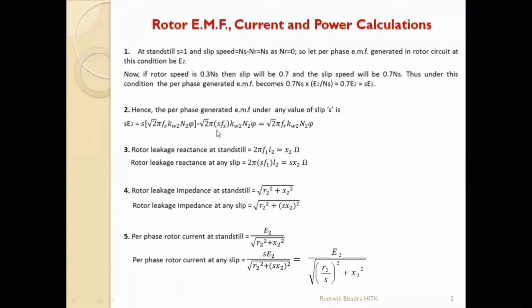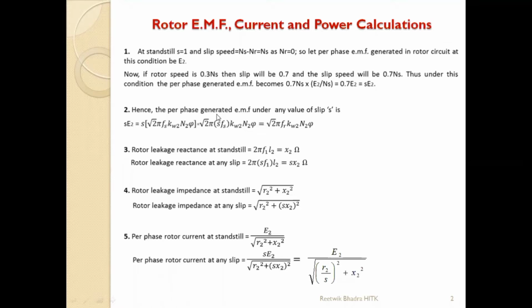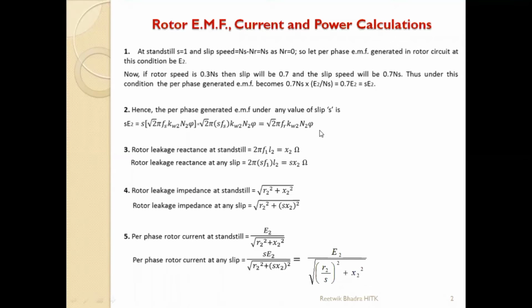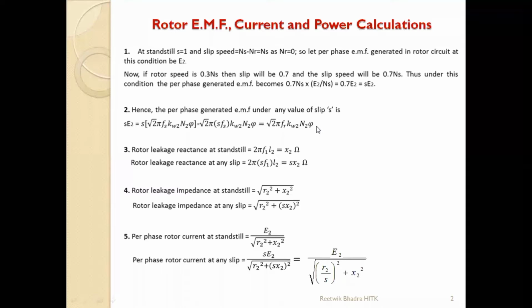Now last class we had derived what SFs is. If you remember, it is nothing but Fr. My frequency of rotor current was given by SFs, and we did some calculation also. So instead of SFs we can write Fr. So my generalized equation becomes root 2 pi Fr Kw2 N2 phi. If you are told to find the EMF on the secondary side or the rotor side of the 3-phase induction motor, this is the per phase value of EMF. Okay, S into E2 is nothing but this one.